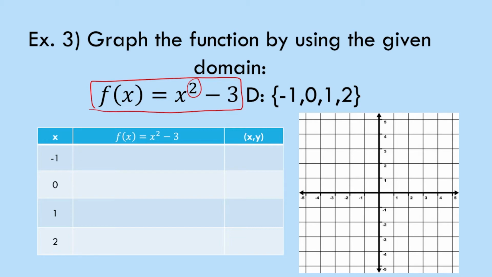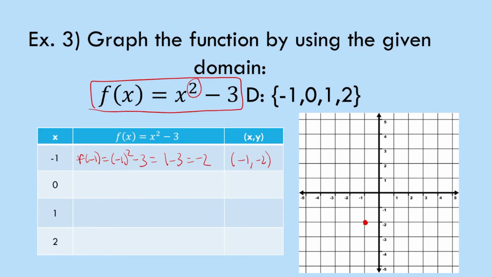So what are we going to do? We're going to take our points. We're going to plug them in. So the first one's going to be f of -1, which is going to be -1 squared minus 3. Now don't forget, -1 squared is -1 times -1, which is what? 1. 1 minus 3 is how much? -2. So my coordinate is going to be -1, comma -2. I'm going to graph that. And that's my first point.